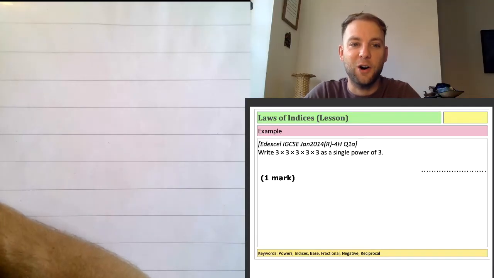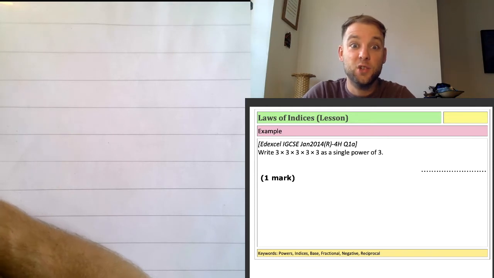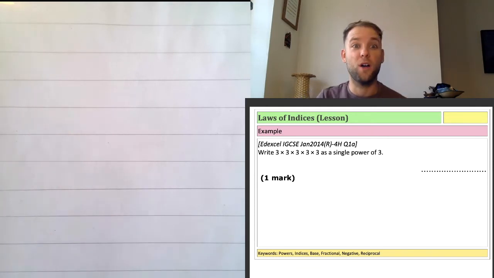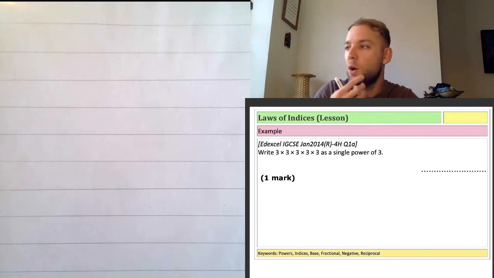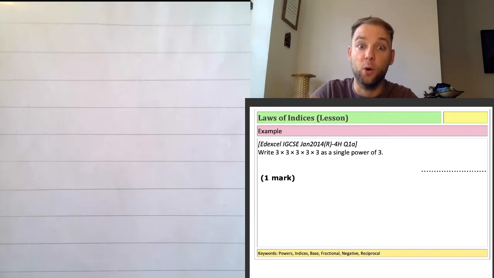Welcome to today's lesson on laws of indices. So it's first worth thinking about what indices are. Now indices, in fact they demonstrate quite well in this first question, are powers, and a way of representing something as a power or an indice.